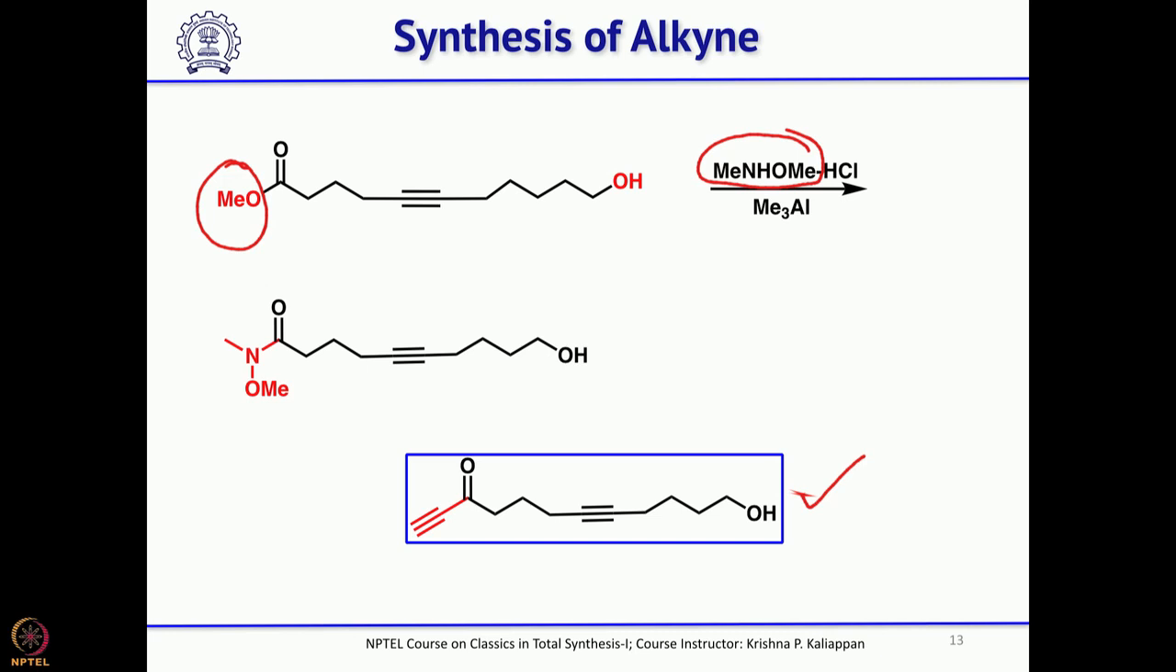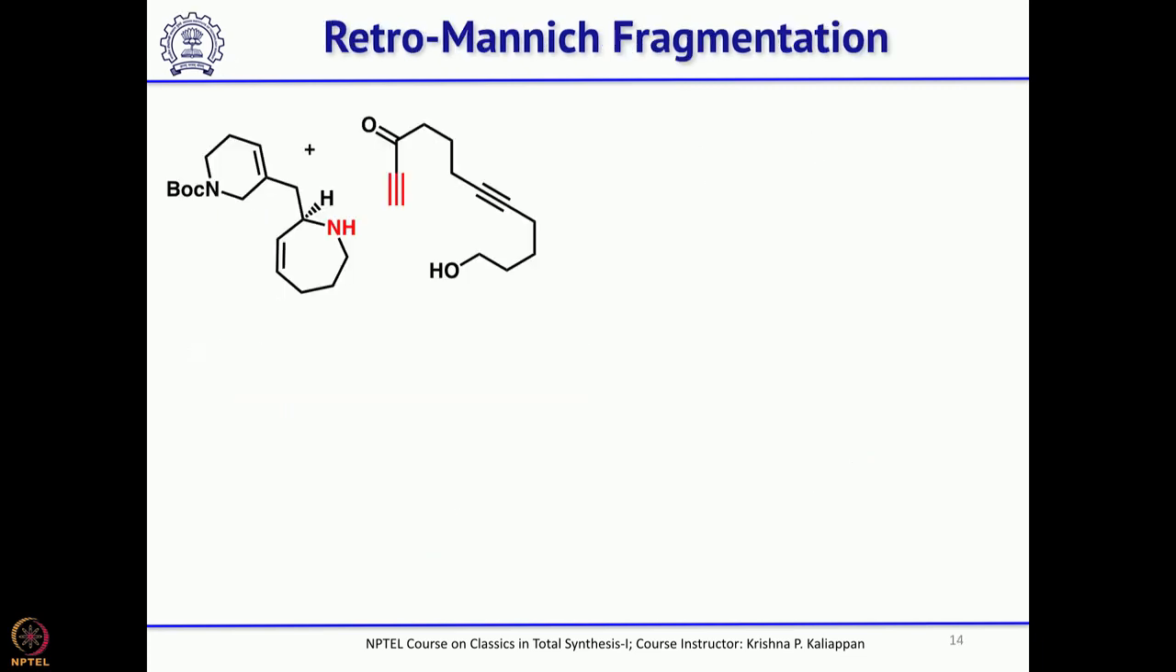Okay. So if you see here, the required compound has a triple bond, and here you have the Weinreb amide. So basically what you need is you need to add a triple bond to that. So the simplest one is the corresponding acetylene Grignard. Okay. Acetylene Grignard in THF directly will give you the second fragment which is required for the total synthesis of Manzamine. So now we have these two fragments.